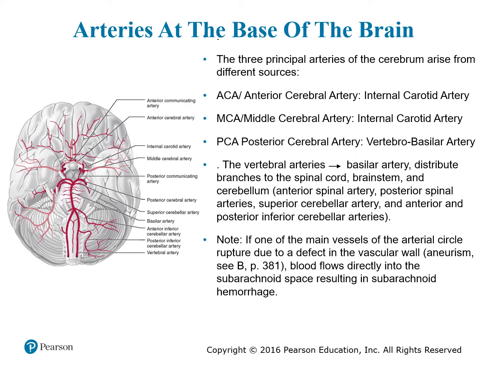If one of the main vessels of the arterial circle rupture due to a defect in the vascular wall or an aneurysm, blood flows directly into that subarachnoid space and can result in a subarachnoid hemorrhage.